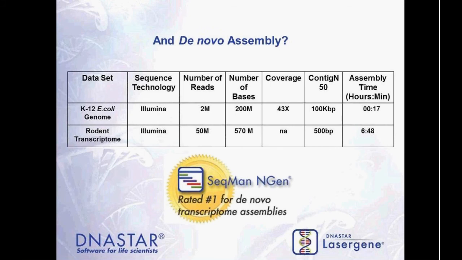Additionally, our assembler also performs well for de novo assembly options. Coming back to our history as a company, we can very, very quickly assemble this E. coli genome here de novo, taking about 20 minutes to do that. And in fact, 2 peer-reviewed articles found SeqMan NGen to be the best software for performing de novo transcriptome assemblies, earning a #1 ranking for the assembly of both Illumina and 454 data.